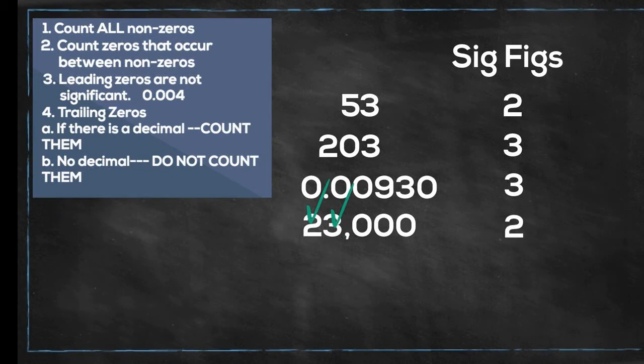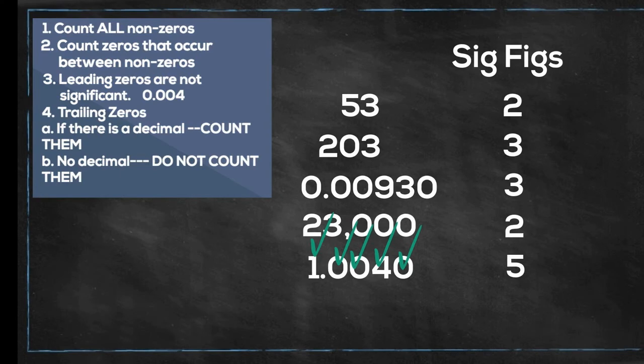Next, we have this number, 1.0040. Well, you have 2 non-zeros, so you know you will count these. Then you have 2 zeros between non-zeros, so we will count these. And then we have a trailing zero, but remember the rule for trailing zero. A trailing zero must have a decimal, and you do, so you will count all of them. So that will be 5 significant figures.